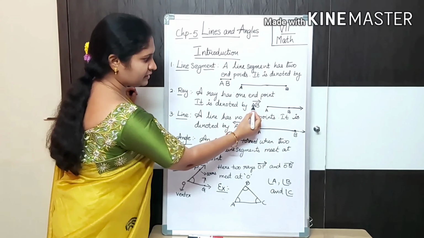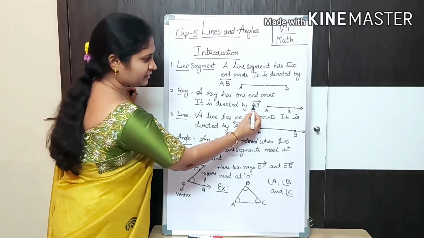Coming to the definition of a line. A line has no endpoints. It is denoted by AB with a left hand side arrow mark and a right hand side arrow mark. That is nothing but we are extending the line segment on either side. At B we are extending the line segment and at A we are extending the line segment. So it is not having endpoints.